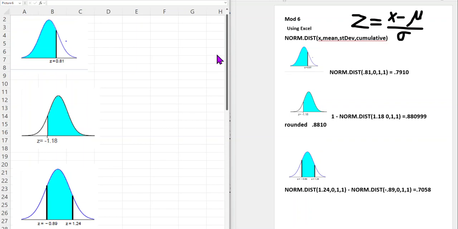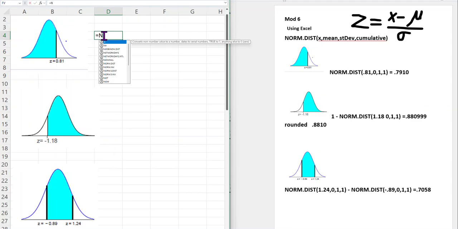So how do I do this? I've already calculated the z-score. I put my mouse in any cell, type equals, and start to type normal, N-O-R, and all these choices come up. The one you're going to want to use with the standard normal curve is this normal distribution. If I click on it, it puts it into the cell and tells me what needs to go in the parameters.